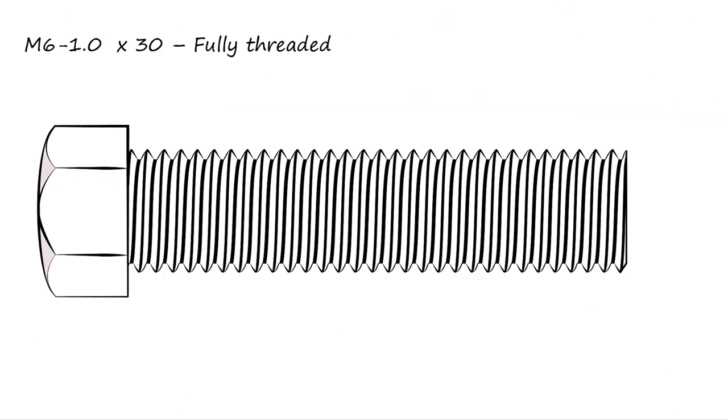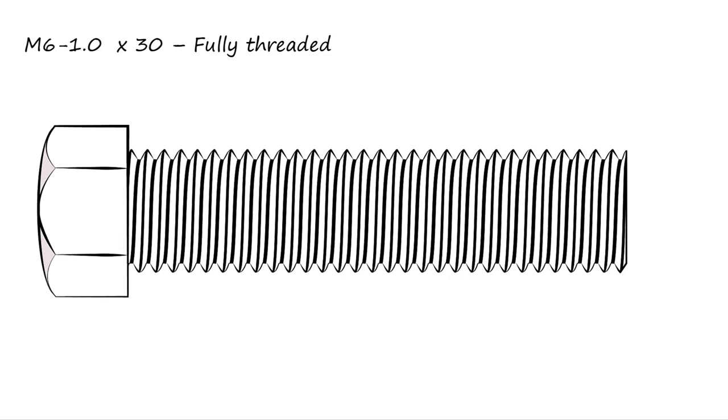We will be designing a metric bolt. The size of a metric bolt is specified as diameter, pitch, and length, all in millimeters. The size we will be designing is M6 1.0 30, fully threaded. Here's what this description means.